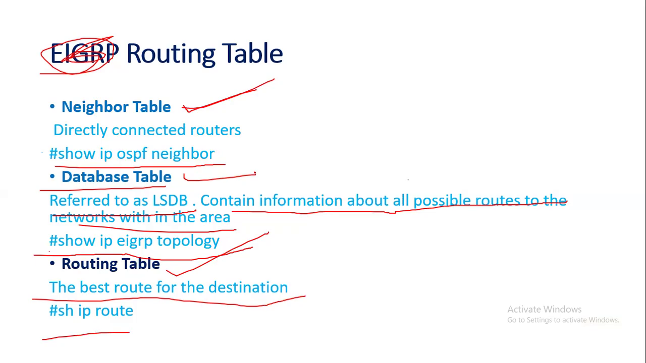In EIGRP we use an autonomous system number to communicate, and if you want different autonomous numbers, you can use redistribution. Similarly, in the database table, all possible route information will be there. In the next video, we'll talk about what the OSPF area is and how packets actually flow in OSPF, in a single area as well as multiple areas.